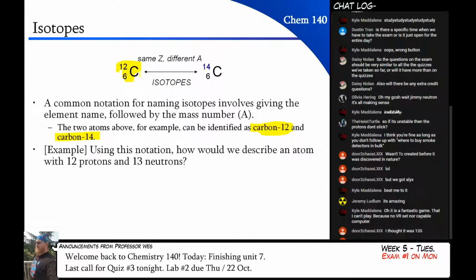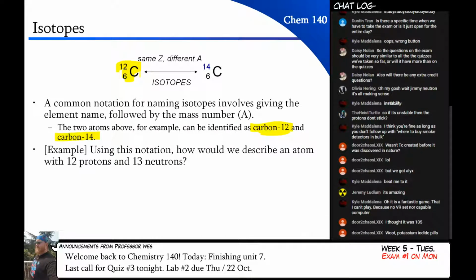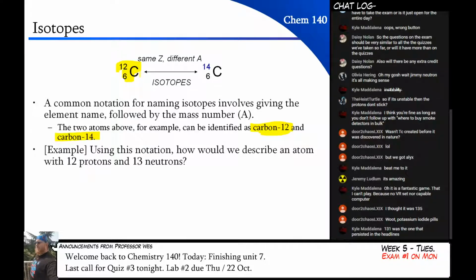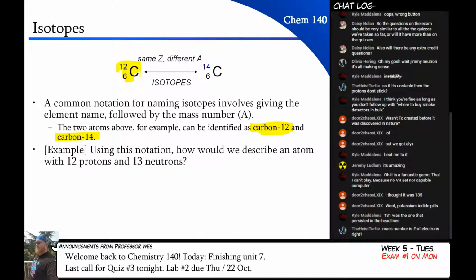So on an assessment like a quiz or an exam, and I don't think I actually have you do this type of problem on the quiz, but just in case you need to do it for the exam, you would just have to type out the name of an element, hit a dash for a hyphen, and then type in the number. Using this notation, type in the chat what you would enter for something with 12 protons and 13 neutrons. And mass number is the number of protons and neutrons added together, not electrons.